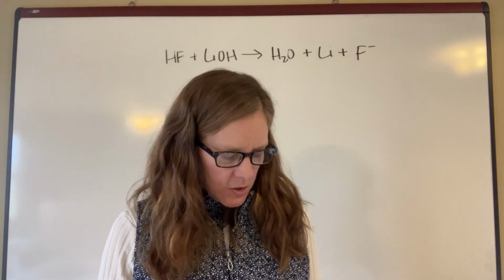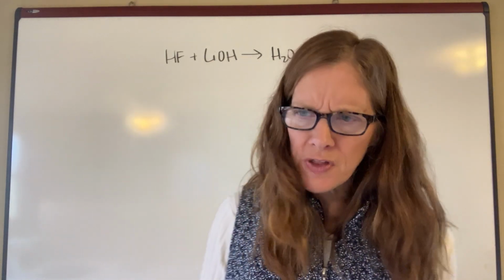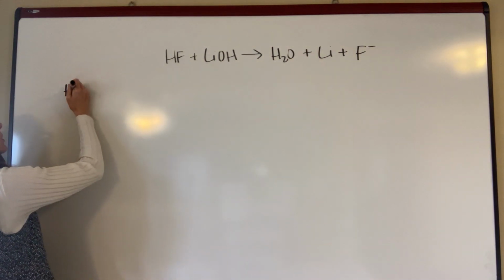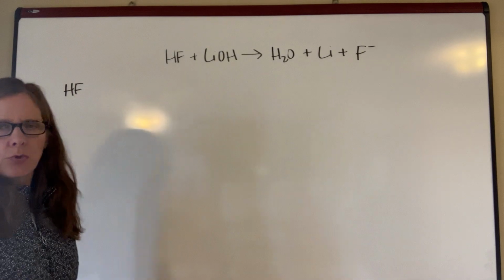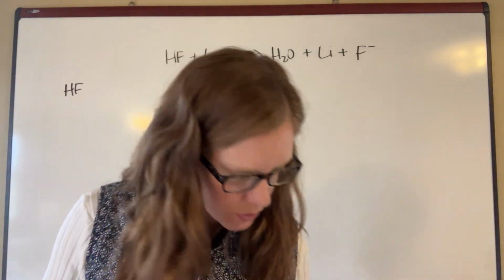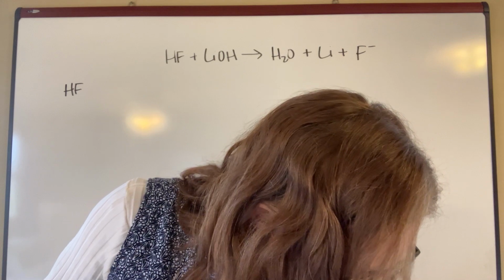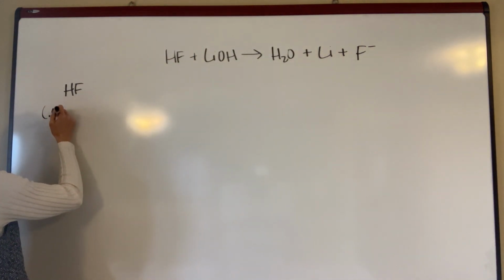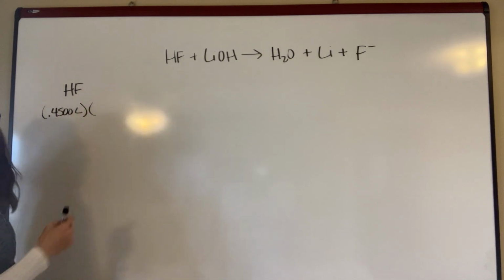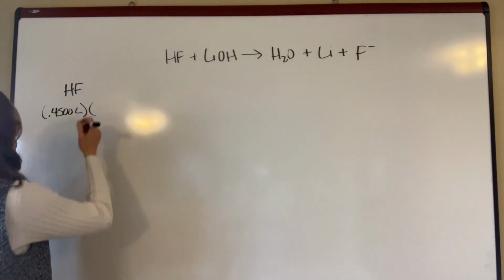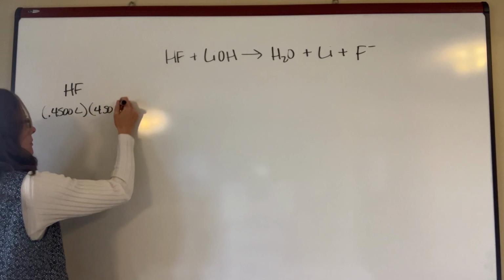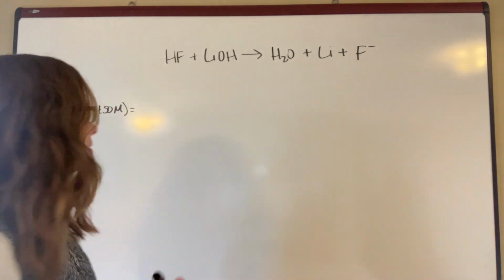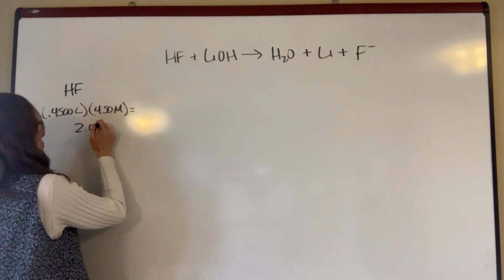All right, so the hydrogen fluoride, if I'm going to do this, I need to know number of moles. So for my hydrogen fluoride, they told me that I was going to use 450 milliliters. Yeah, 450 milliliters, so that's 0.4500 liters of a 4.5 molar solution. And when I multiply that out, that's going to give me 2.03 moles.